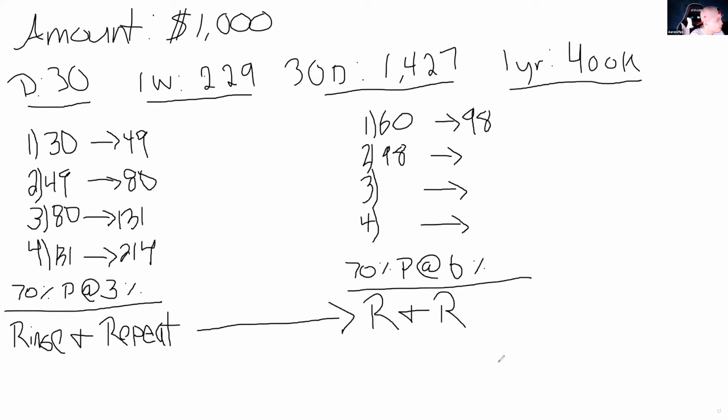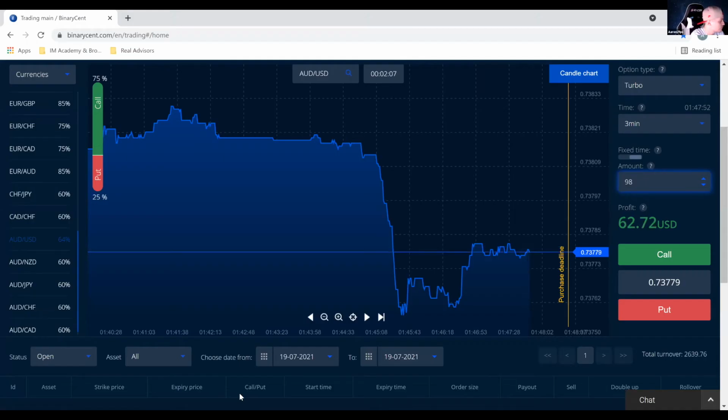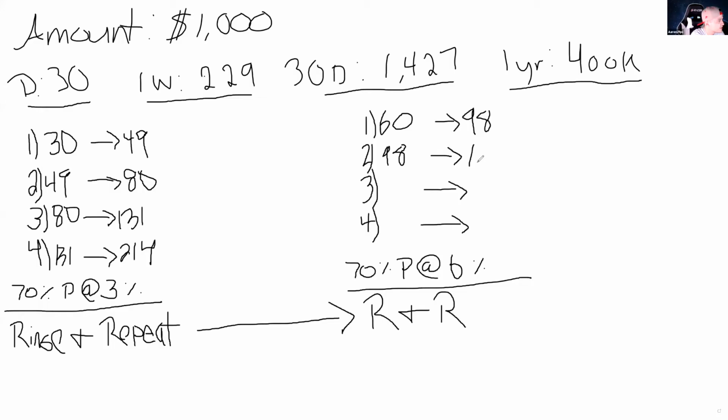Okay, so now I'm going to go back to my broker account. $98 plus 62 is 160. We go back over here, $98 turns into 160.